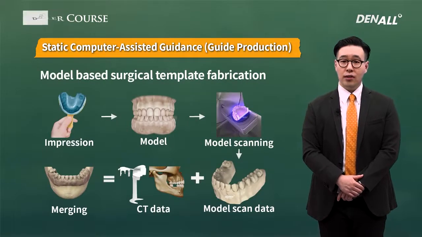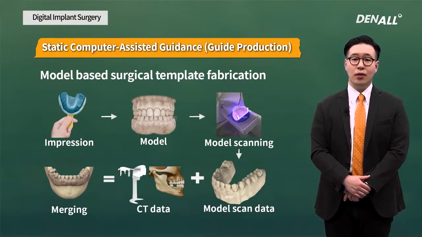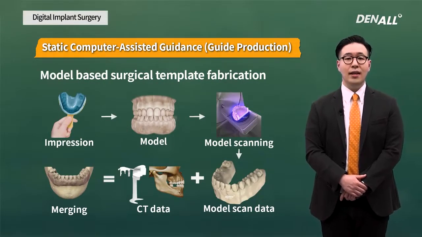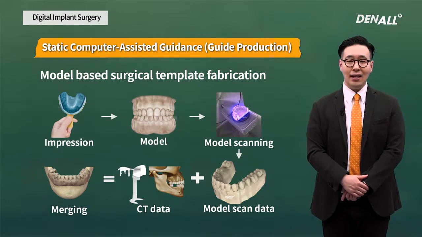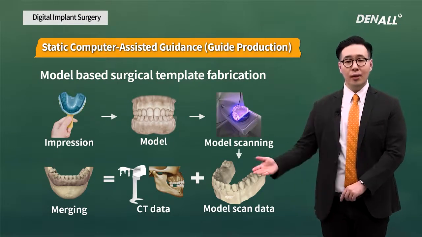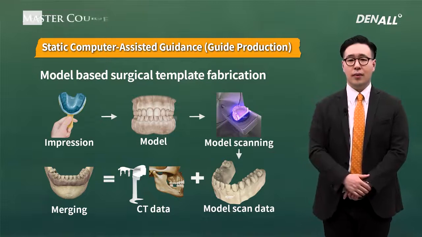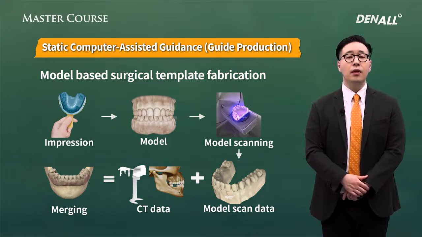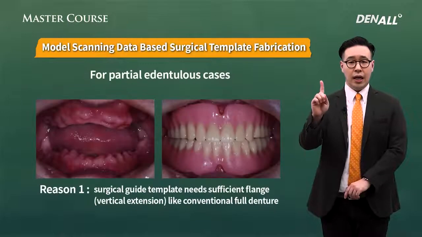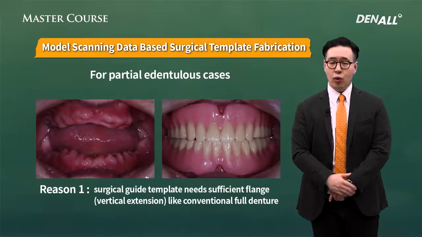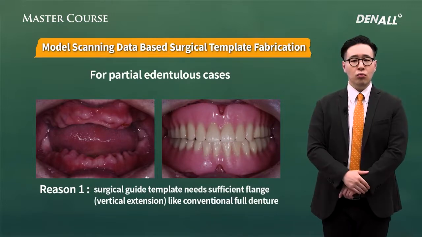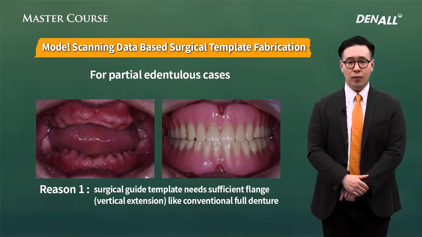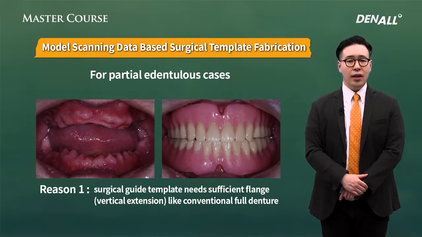If occlusion is unstable and the patient is edentulous, to acquire surface data to make an impression and interjaw relation, a model is made first and then scanned. In this respect, impression taking is preferred because in a surgical guide template, a sufficient flange is helpful, like a full denture. The sufficient flange increases the guide's retention and stability during drilling.